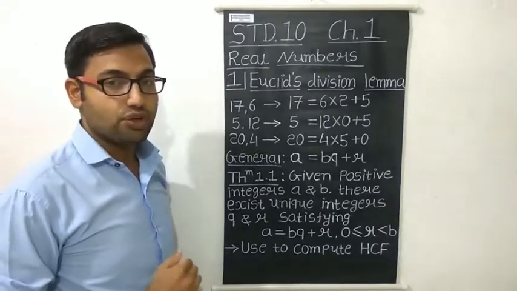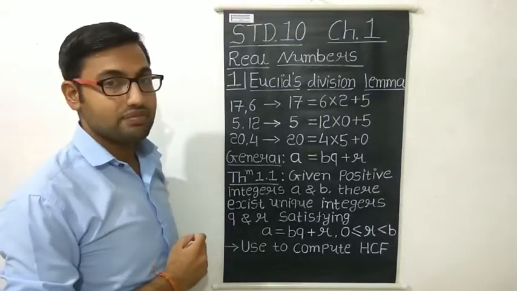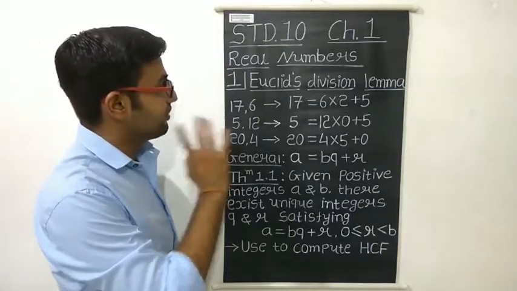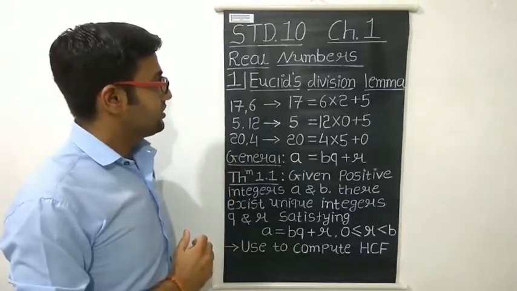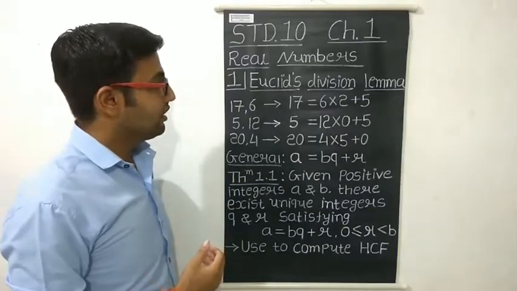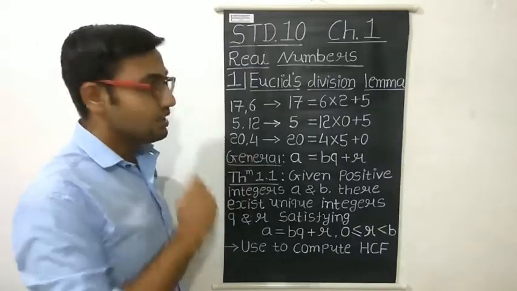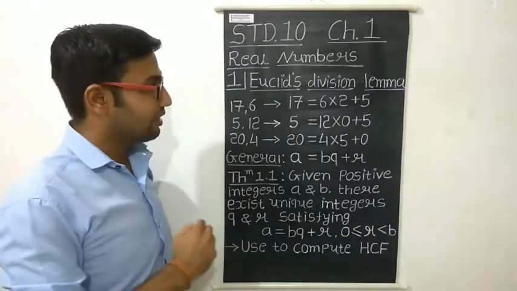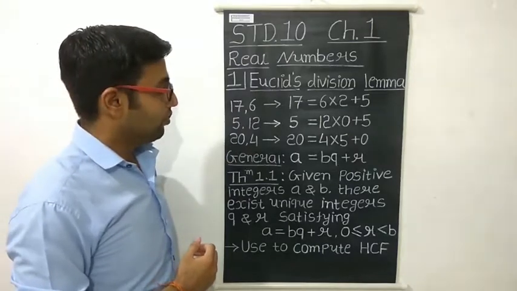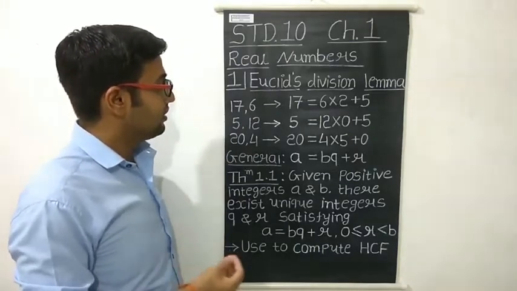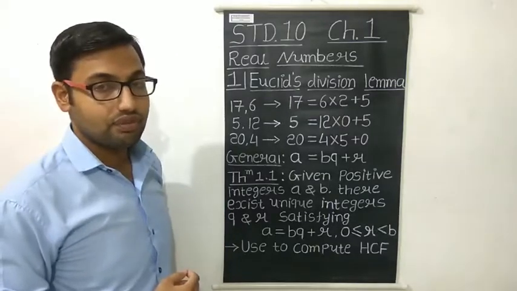Hello students, today we will study about real numbers, that is the topic of standard 10 chapter number 1. In this chapter we study two main concepts. First one is Euclid's division lemma and second one is fundamental theorem of arithmetic. In today's lecture we will study the first topic, that is Euclid's division lemma.